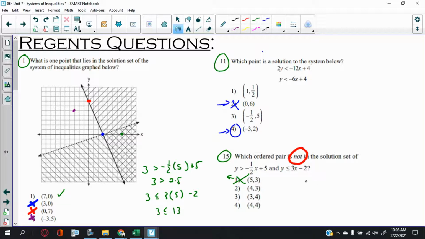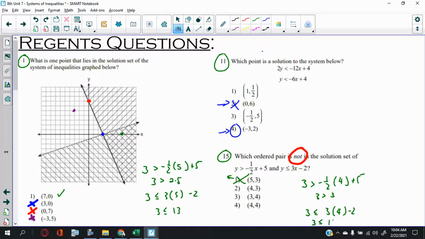All right, I'll do it on the side here. So 3 is greater than negative 1/2 of 4 plus 5, and the second statement is 3 is less than or equal to 3 times 4 minus 2. 3 is greater than negative 1/2 times 4, which is negative 2, plus 5, that's 3. So that's no good already. So this is the answer.